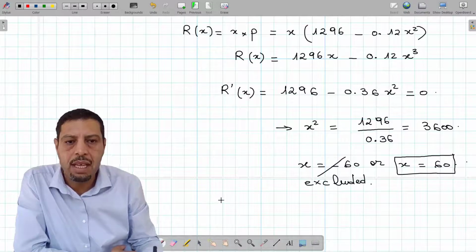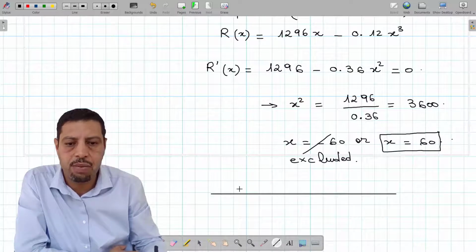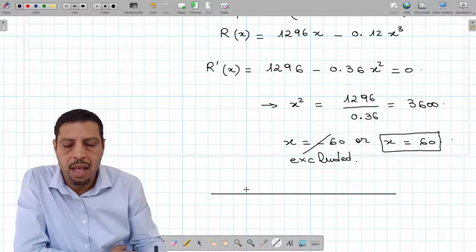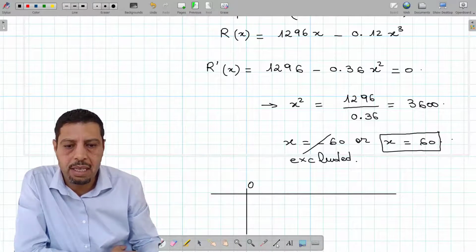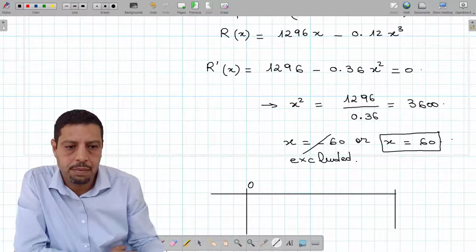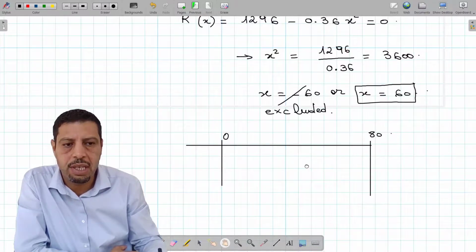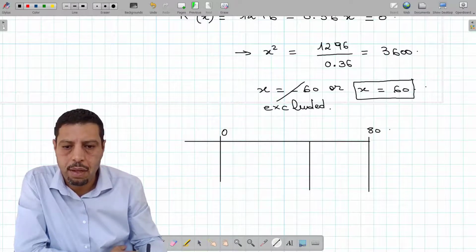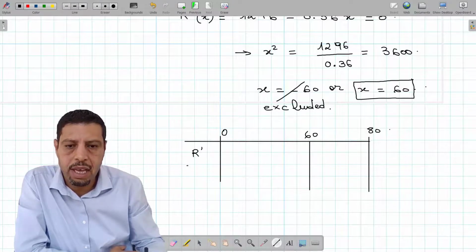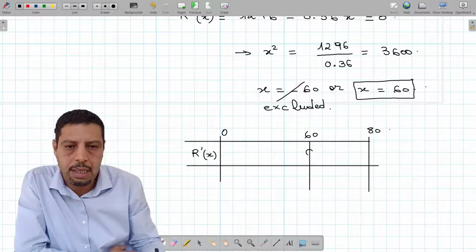So we're gonna make the sign chart, okay? We're gonna draw the sign chart here and check that we have a local extrema there, okay? The sign chart will start at 0 because our domain is 0, 80, so we're gonna stop at 80, okay? We put our critical point, which is X equals 60, around here, let's say, okay? R prime of X is equal to 0 there. So R prime of X is equal to 0 at 60, okay?